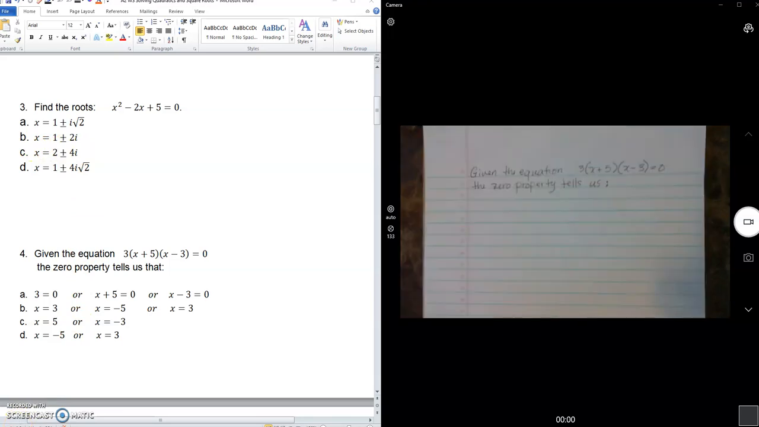Let us now go to problem number 4, which again is better done on paper. So we are going to show the zero property for this one.